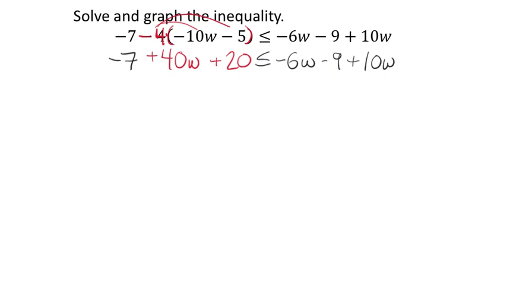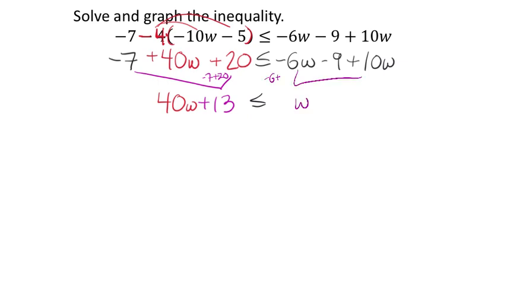I now look to see if I can combine any like terms. I'm going to start on the left side, and I see I've got these constants that I can combine. It's negative 7 plus 20, which would give us positive 13. So the 40w just stays the same. It's positive 40w plus 13 is less than or equal to, and I can combine my w's on this side. How many w's is that? Negative 6 plus 10. That'd be positive 4w, and then we've got a minus 9 there. So this is my inequality.